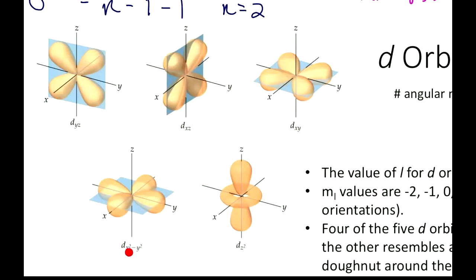This one that looks a little bit different, it's x squared minus y squared. So this butterfly is along the XY plane, but the lobes are not between the axes. They're actually being bisected, like they're being skewered like a shish kebab along the axes. And then finally, the last one that looks weird is dz squared. It almost looks like a p orbital, but it has a belt around it. So that's the distinction there, that dz squared has that belt.